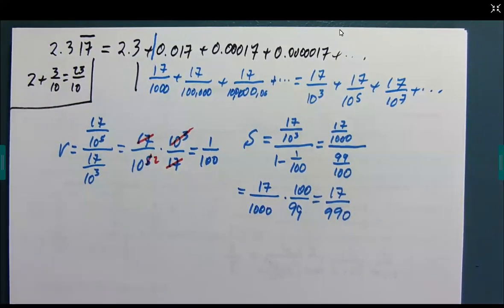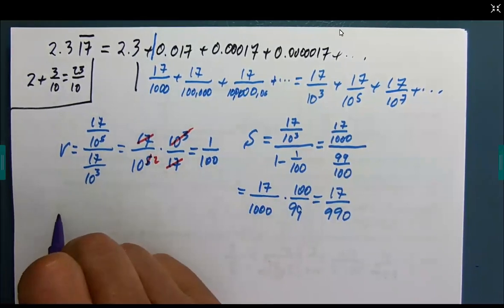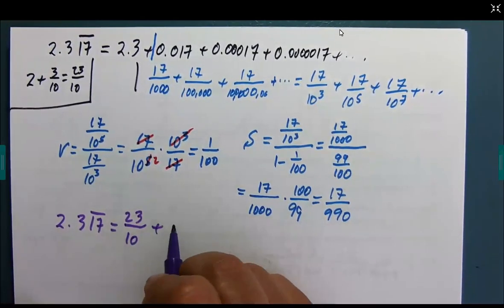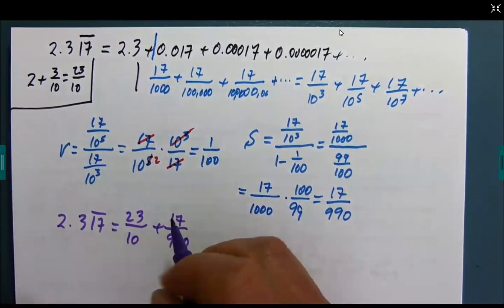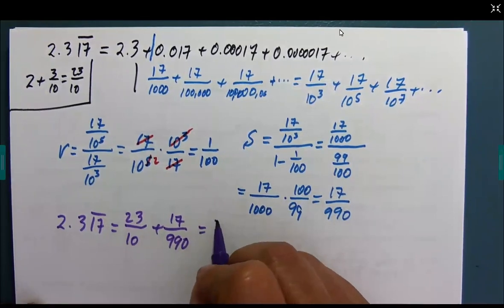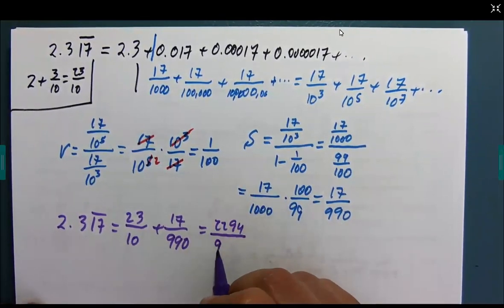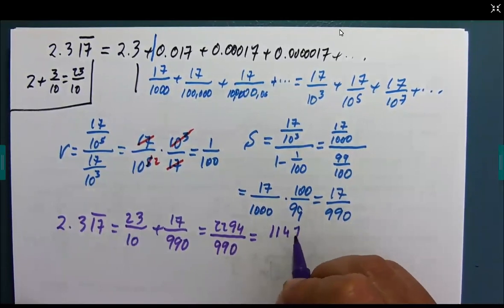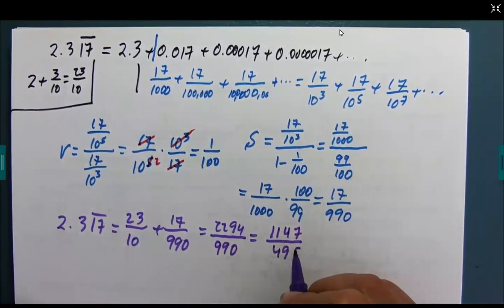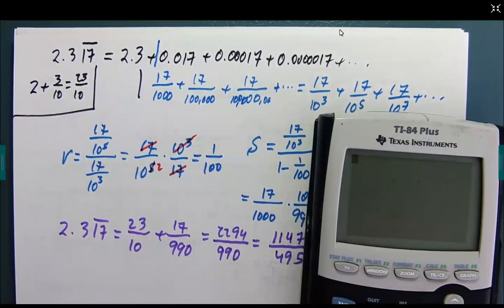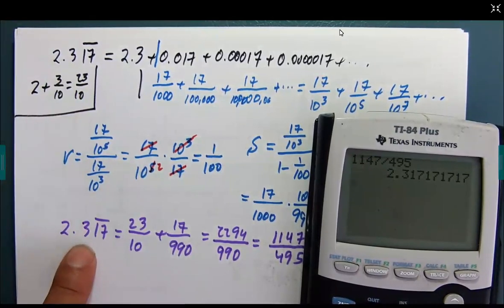So I now need to add up. 2.317 with a bar is now 23 tenths plus 17 over 990. And multiplying 99 to the top and bottom here and adding it up, I'm going to get 2294 over 990, which we can reduce a 2 out of. 1,147 over 495. Now, let's double check that. So let's take 1147 and divide that by 495. Look at that. It's exactly 2.317 bar.